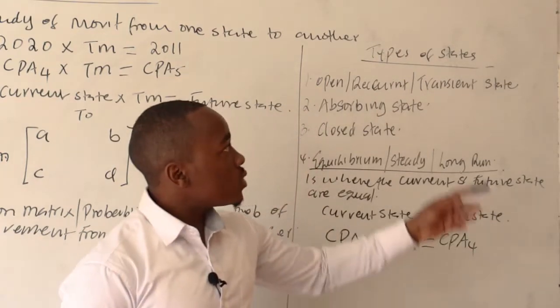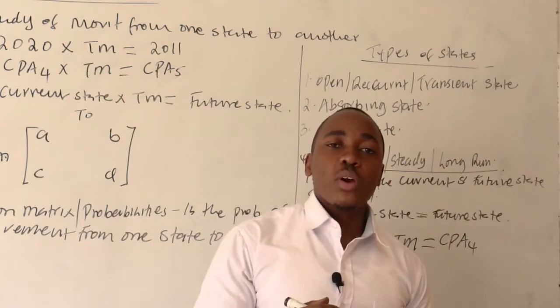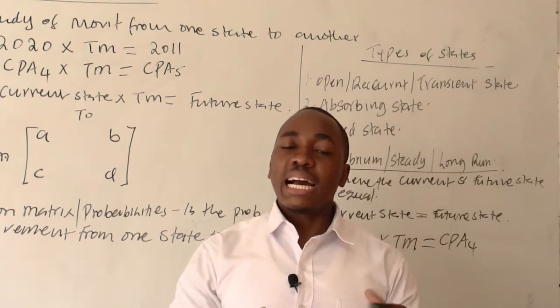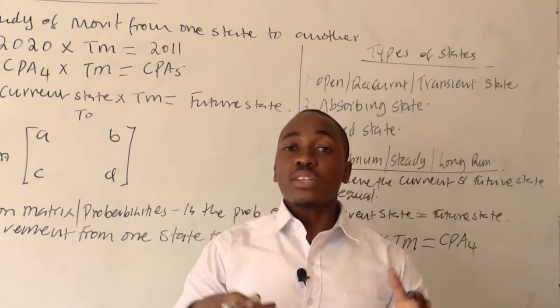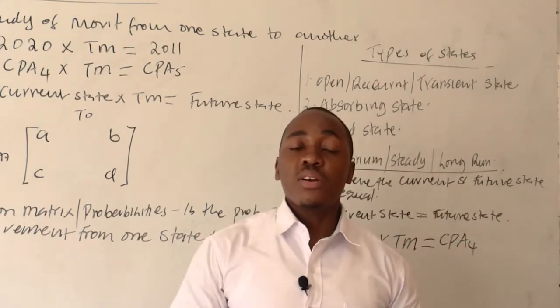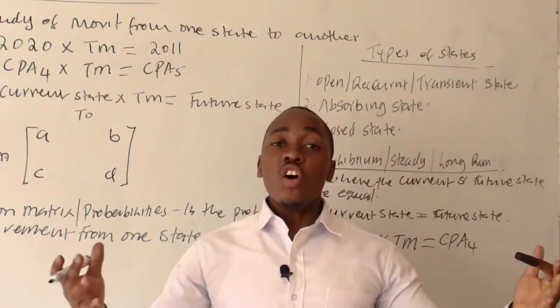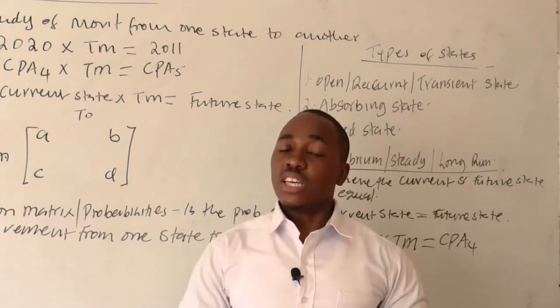So those are the states we have, and we have said that number one, we have the open state. An open state is where members can join and exit freely. Then we have the absorbing state. An absorbing state is where members can join but cannot exit. And then number three, we have the closed state, where no new members can join and no members can exit. So that state is closed.